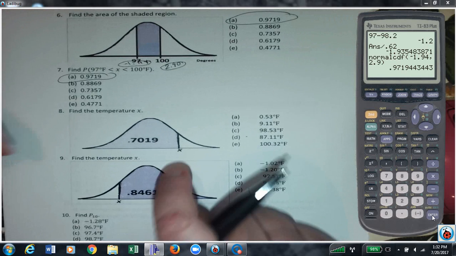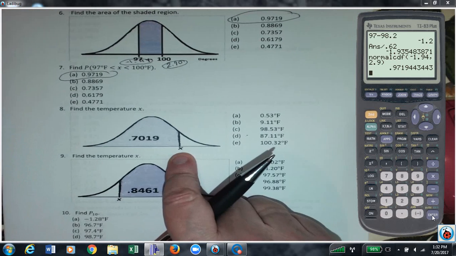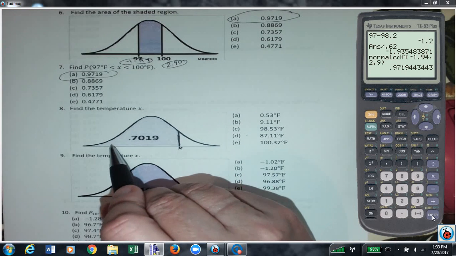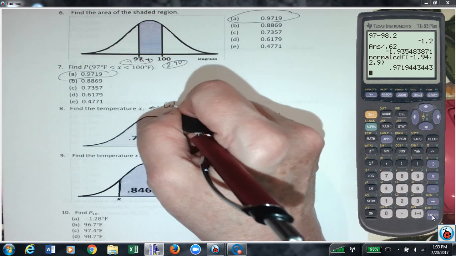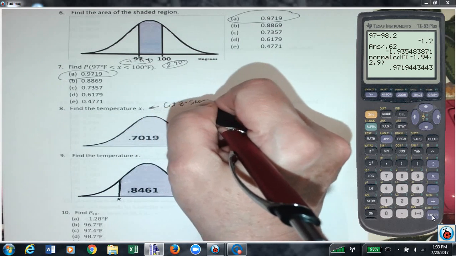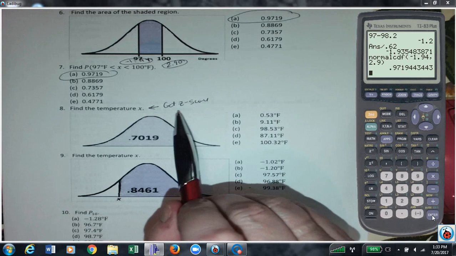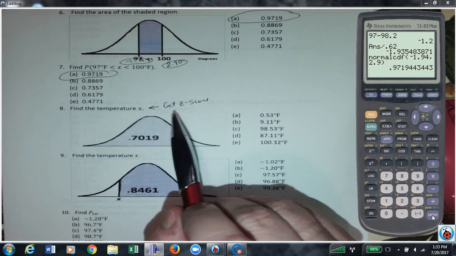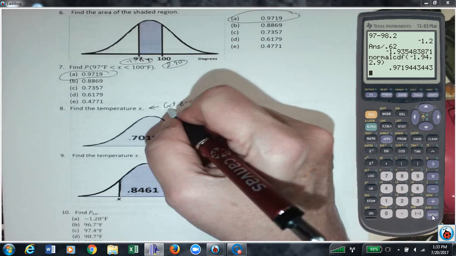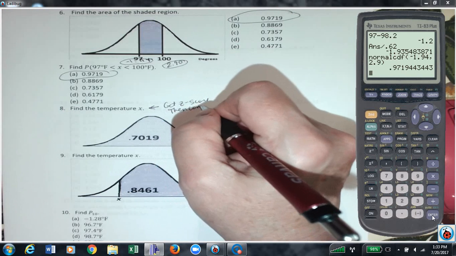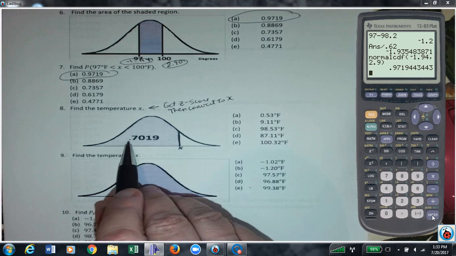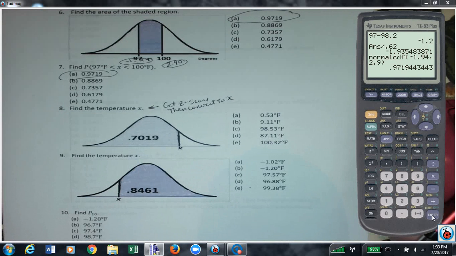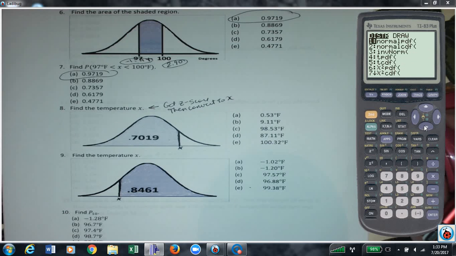All right, now I need to find the temperature. I know the left area. If we know the left area, we can get the z-score. But they haven't asked for the z-score, they've asked for the temperature. Get the z-score first, then convert to x. Okay, so if the left area is 0.7019, a couple of ways I can do this, second bars.